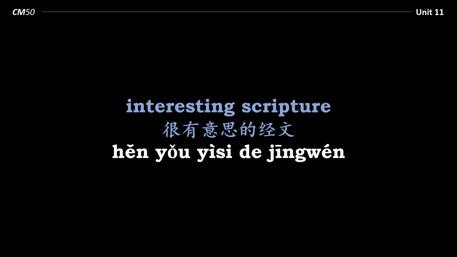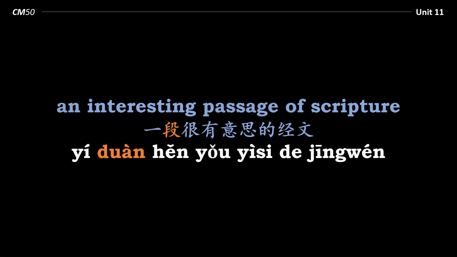Now this whole phrase 很有意思的经文 can be seen as a noun. It is a noun phrase. So then we can add it to 一段很有意思的经文, an interesting passage of scripture. And so we still follow that same structure. Determiner, measure word, noun. Determiner, 一, measure word, 段, and noun, or in this case, noun phrase, 很有意思的经文.